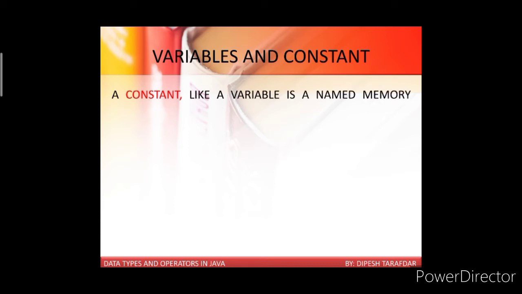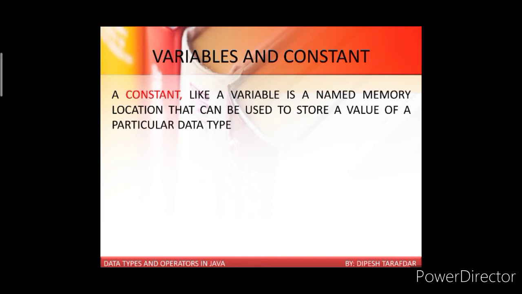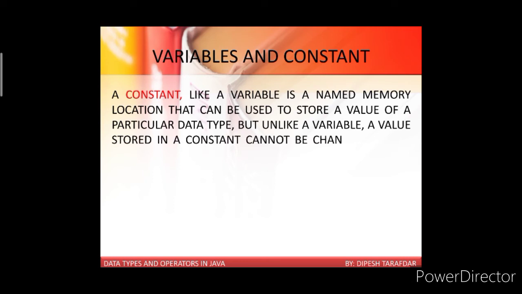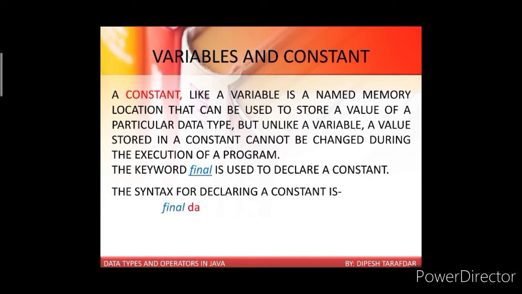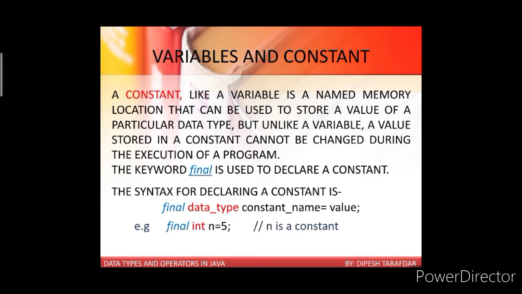A constant, like a variable, is a named memory location that can be used to store a value of a particular data type. But unlike a variable, a value stored in a constant cannot be changed during the execution of a program. So it's simple. A constant is the same as a variable. It is a named memory location that can be used to store a value. But in case of a variable, the value that is stored can be updated when you are executing the program. That means we can keep changing the value stored in a variable. But in a constant, you cannot change the value as the program is executed.